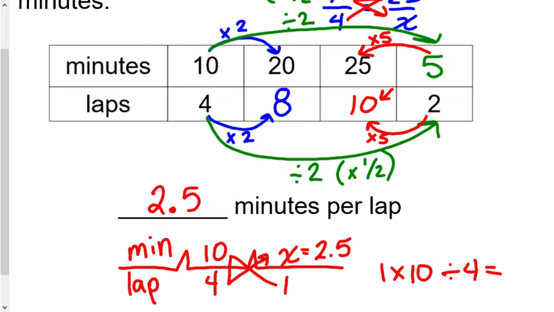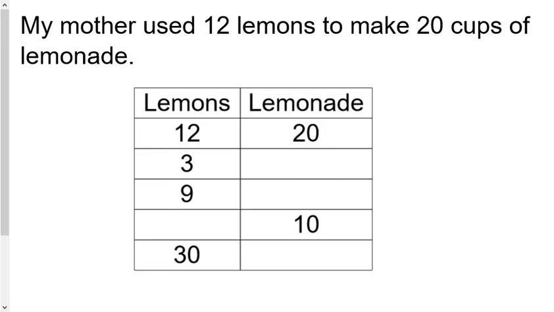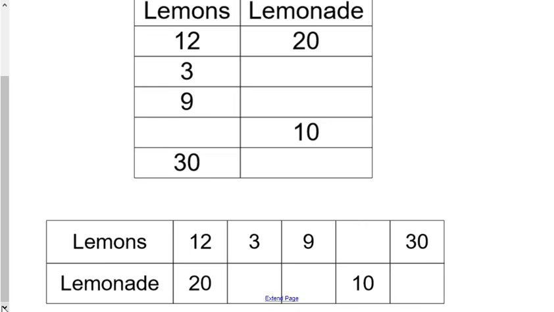All right, let's look at another ratio table. On this ratio table, the situation is my mother used 12 lemons to make 20 cups of lemonade. So this chart looks a little different, but it's really the same exact thing. I could have made this chart going across like this. Either way, it means the same thing.